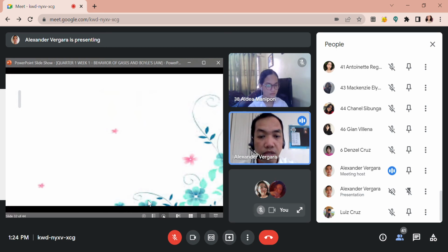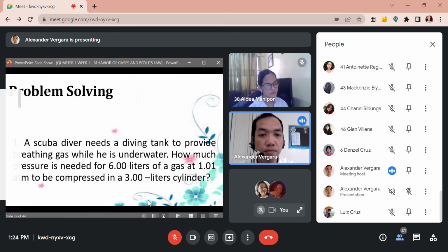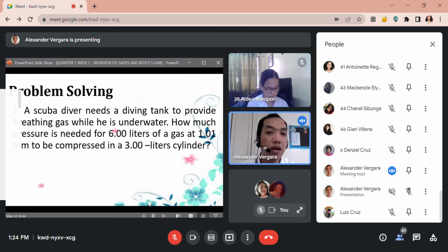Let's proceed already with the first problem solving. A scuba diver needs a diving tank to provide breathing gas while he is underwater. How much pressure is needed for 6.0 liters of a gas at 1.01 atmosphere to be compressed in a 3.0 liter cylinder? Okay, so let's try this one.